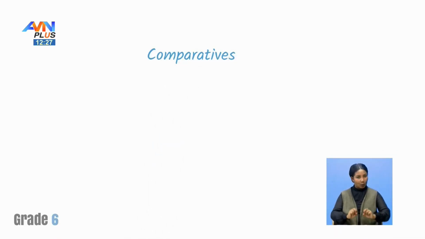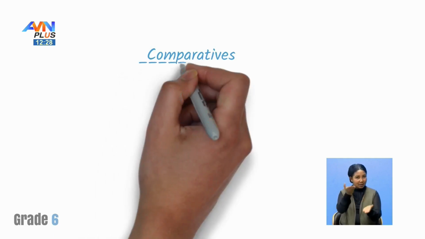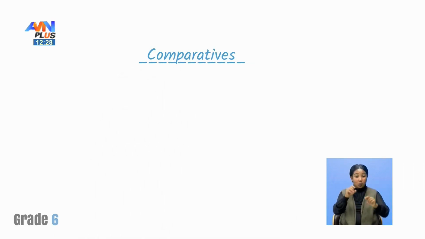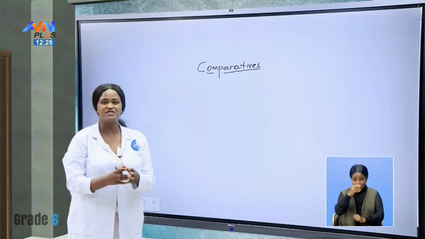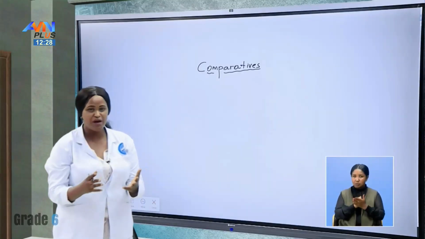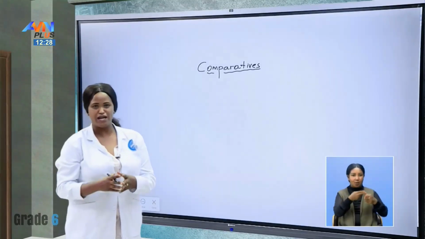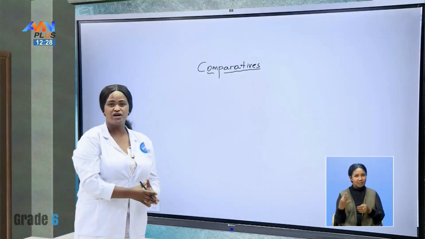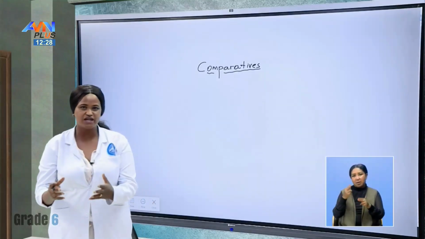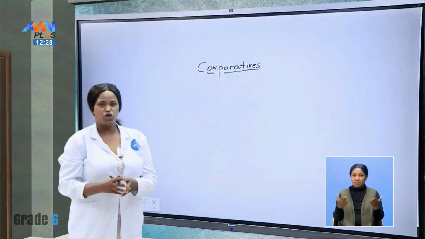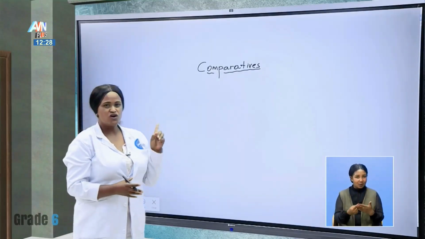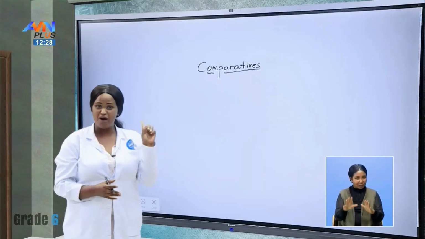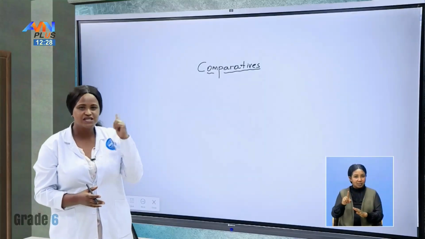Okay, comparatives. All right. When we compare, we use what? We use adjectives. Very good, because it's adjectives that can help us what? Describe a noun. Very good, a noun or individual names or names of animals, objects, whatever. So while we were comparing, we use what? These adjectives. So from the story of Tim and Max, what adjectives do you remember?